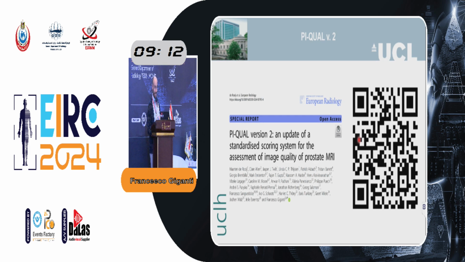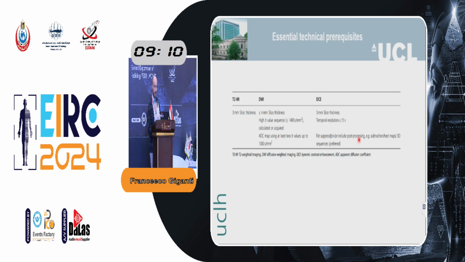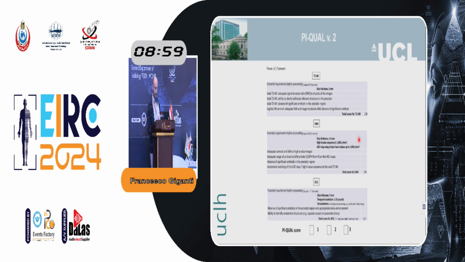PI-QUAL version 2 is easier than PI-QUAL version 1. We have only a few technical requirements. It's really important to have the 3 millimeter cutoff for T2 and DCE sequences, and for diffusion it's really important to have the high B-value sequence. We have now only 10 points. And here you can see the different points that can be given to T2-weighted imaging and diffusion-weighted imaging, and DCE sequences play only a minor role.